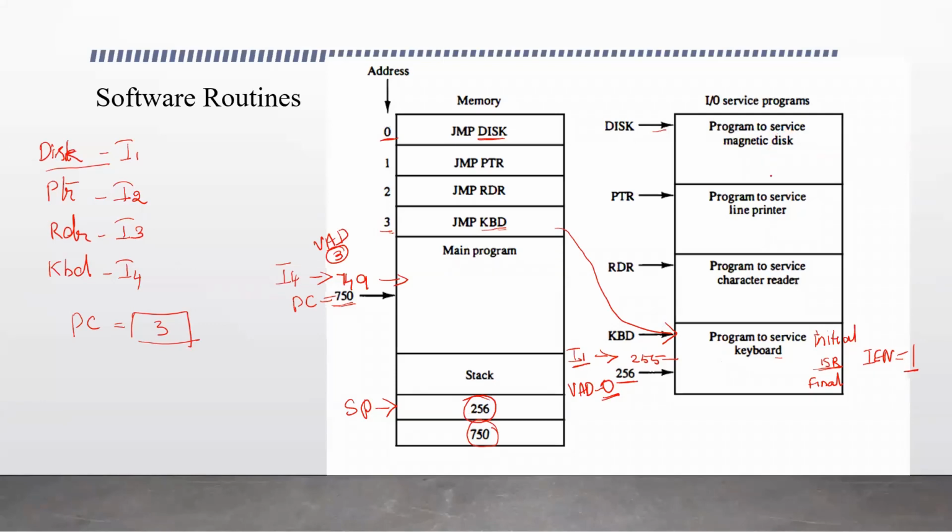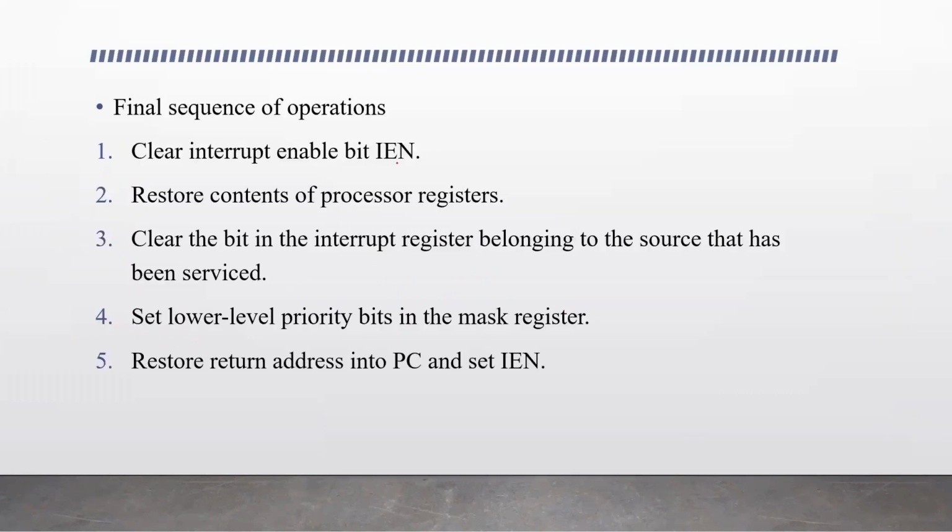So when the execution of these instructions is over, we will have a return instruction, meaning the final service routine. During the execution of the final instructions, clear the interrupt enable bit. IEN is set to 0 because the control now has to transfer to the earlier program. So restore the contents of processor registers. Clear the bit in the interrupt register belonging to the source that has been serviced. Set lower level priority bits in the mask register. We had set it earlier as 0. Now it has to be set to 1. Now restore the return address into PC and set IEN.